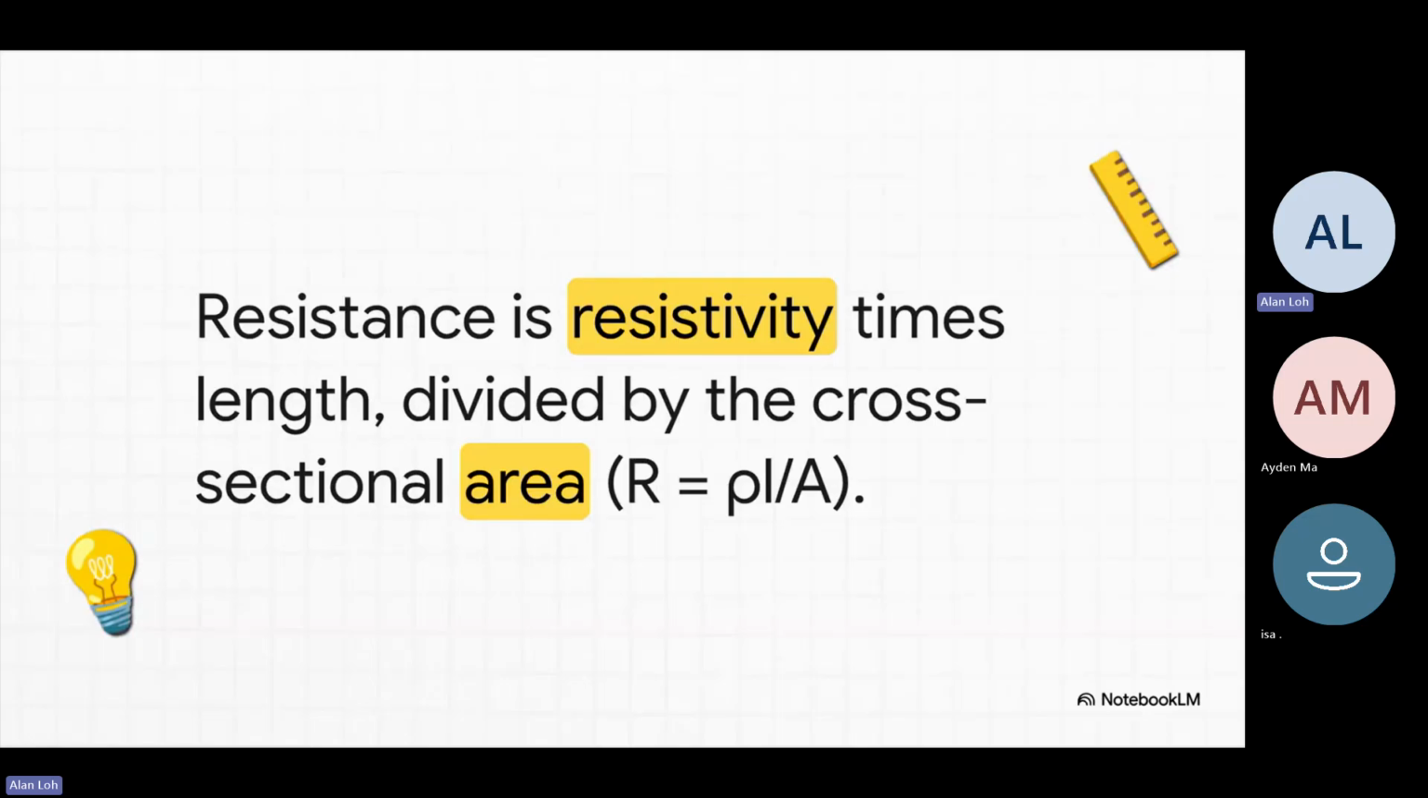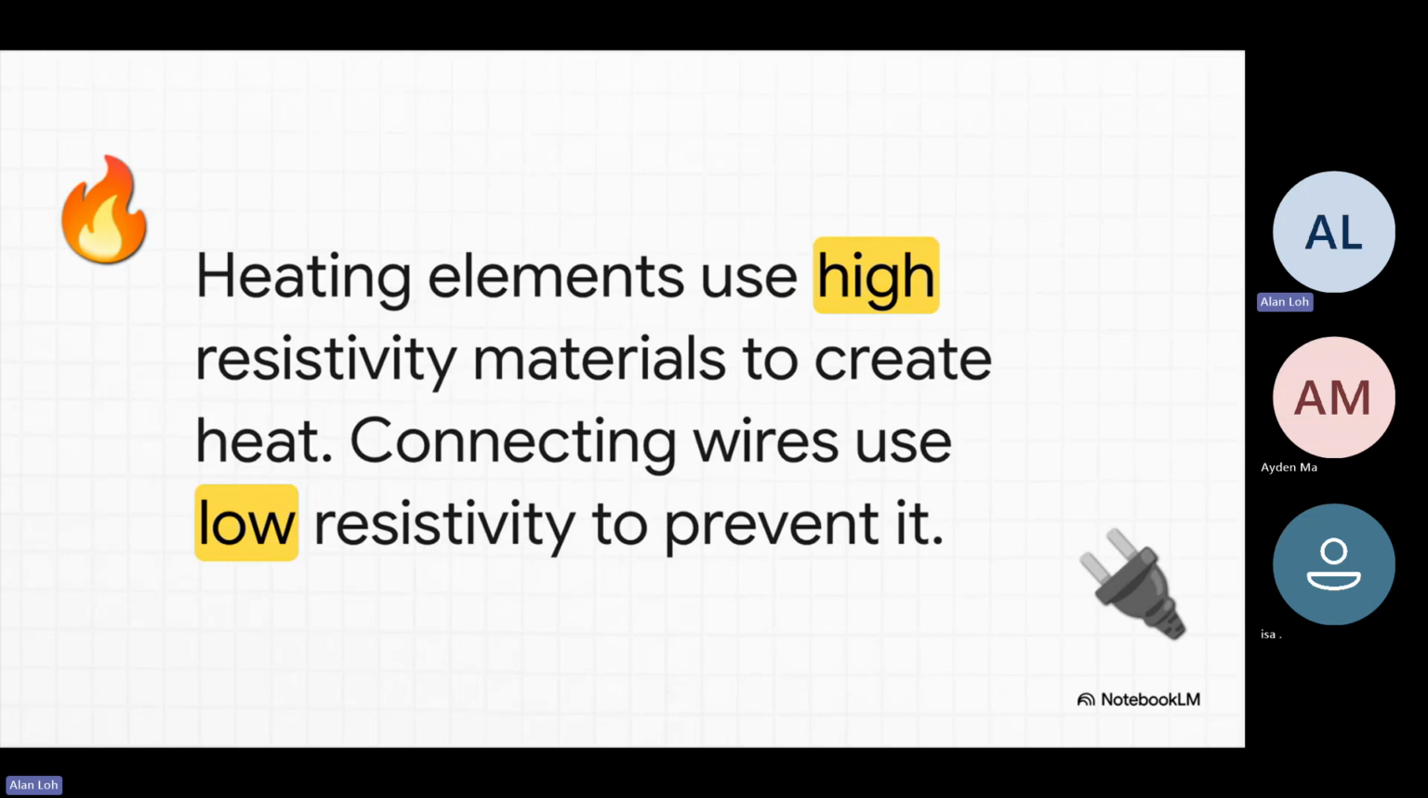And physicists, being physicists, came up with a really neat and simple formula that ties this all together. Resistance, or R, is just that resistivity value, rho, times the length, L, all divided by the area, A. It's a super elegant way to capture that whole relationship in one little equation. And this is where things get really practical, because we can actually use this to our advantage. Think about a rice cooker or a toaster. For the part that heats up, we want high resistance, so we pick a material like nichrome to get it really hot. But for the power cord connecting it to the wall, we want the exact opposite.